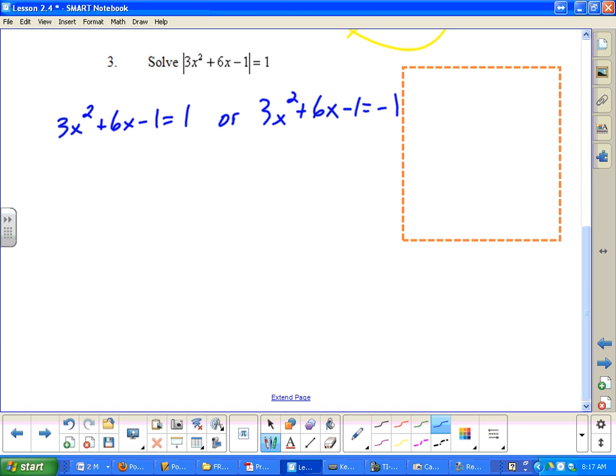What are you supposed to do when you have quadratic equations? Hopefully we can factor, right? But to do that, I've got to get it by itself. So we subtract 1 from both sides here. We want it to be equal to 0.